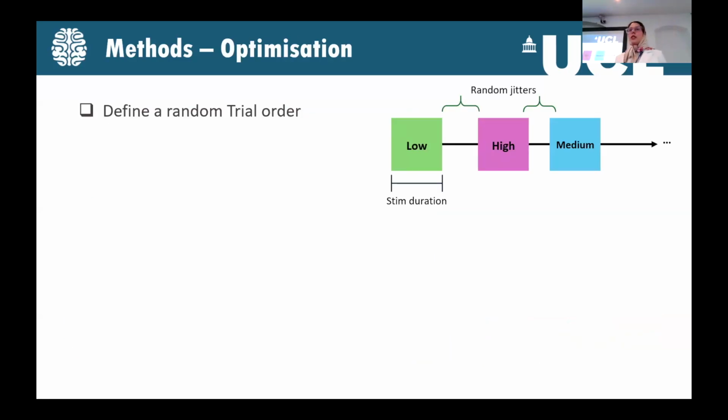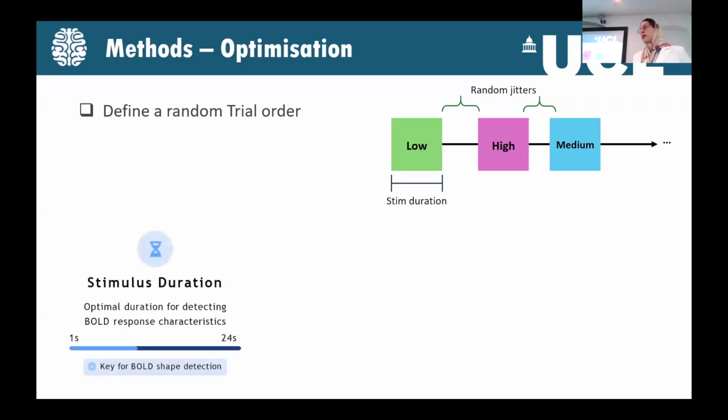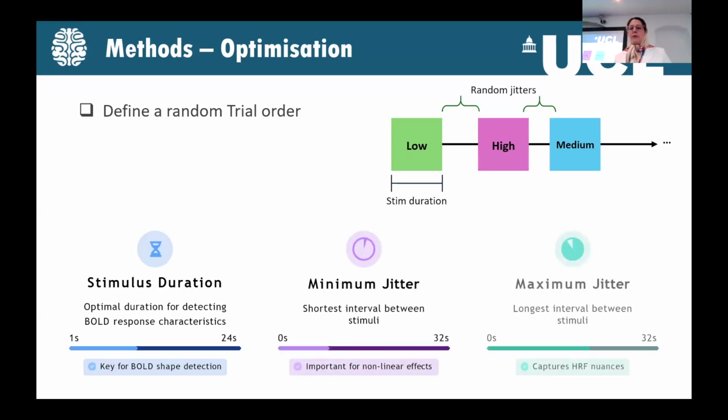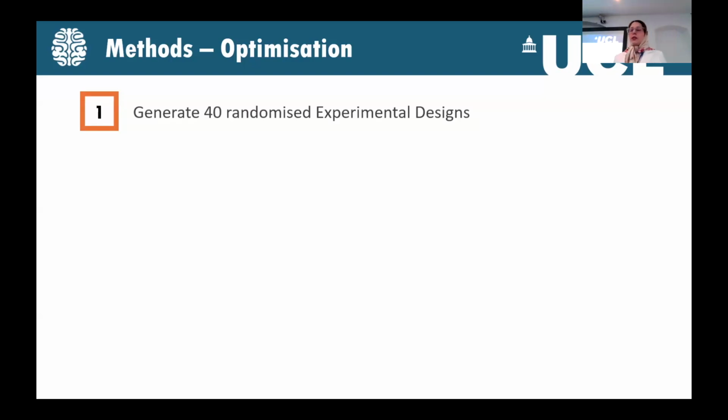In terms of the optimization strategy, we first defined a random trial order, and then we systematically varied the three stimulus timing parameters: the stimulus duration, which was varied from as short as 1 second to as long as 24 seconds, and the minimum jitter and maximum jitter, or gaps between trials. These were varied from 0 to 20 to 32 seconds. For each combination of stimulus timing, we generated 40 randomized experimental designs.